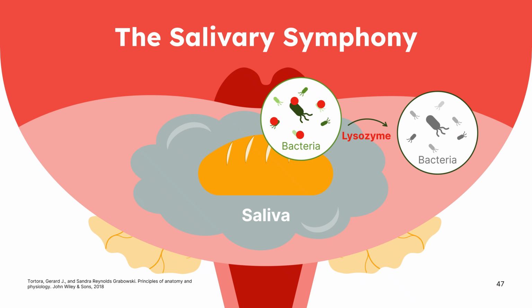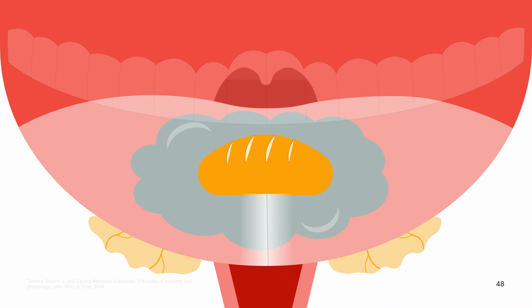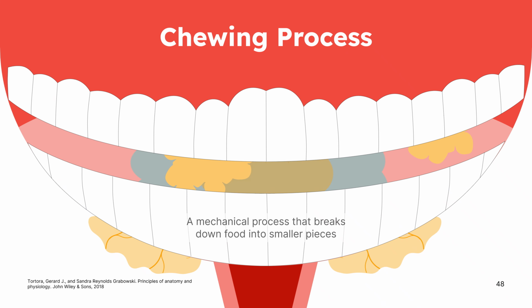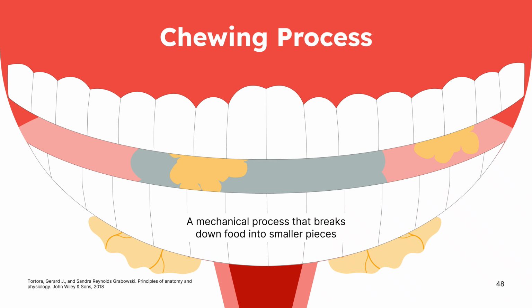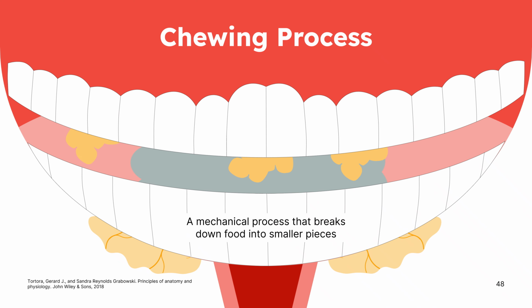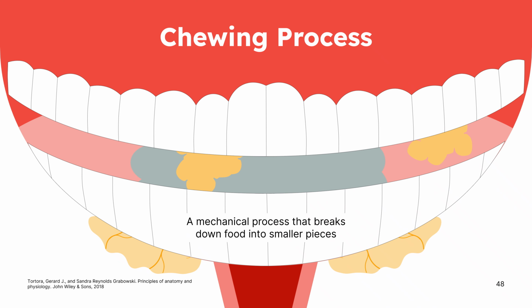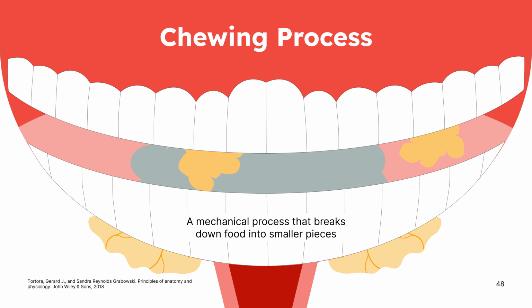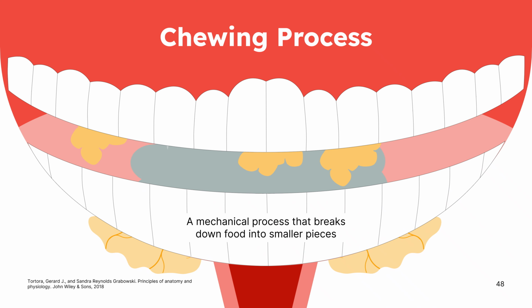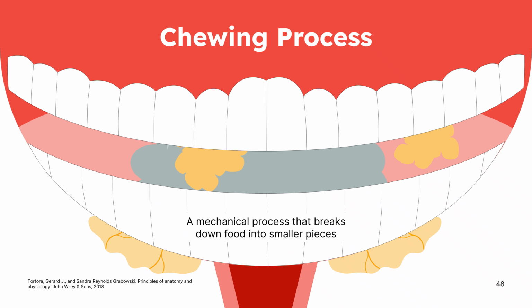The chewing process is a mechanical action that breaks down food into smaller, more manageable pieces. This process, known as mastication, is performed by the teeth, which grind and crush the food, increasing its surface area. This step is crucial for preparing the food for further digestion in the stomach and intestines.